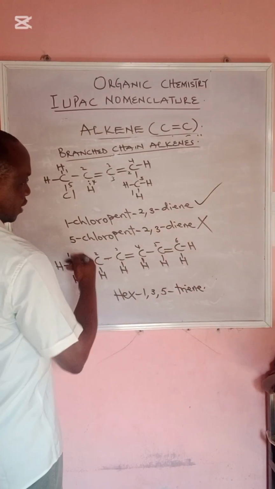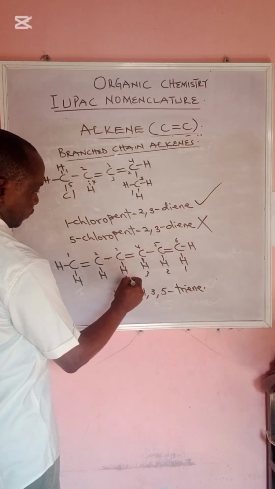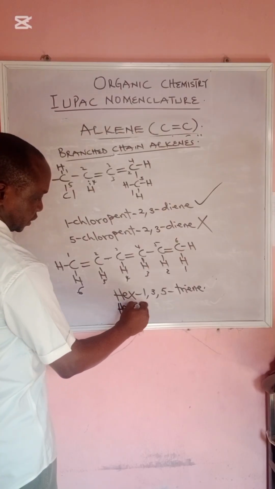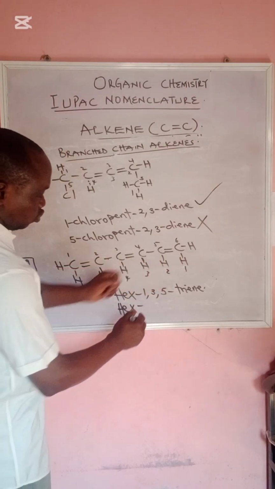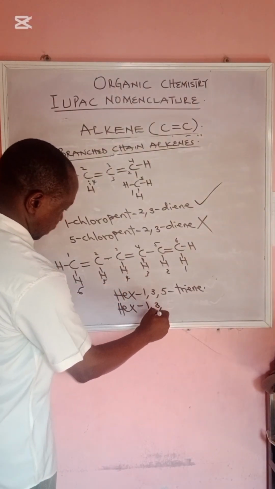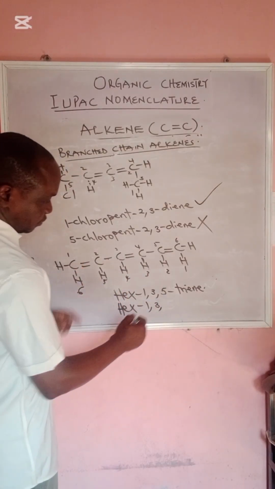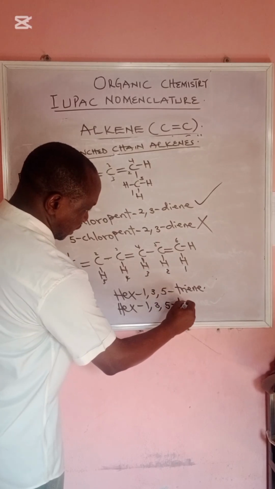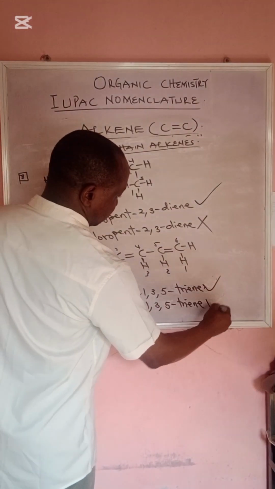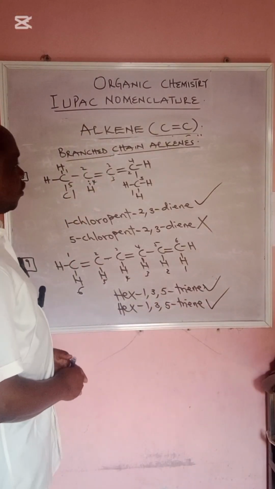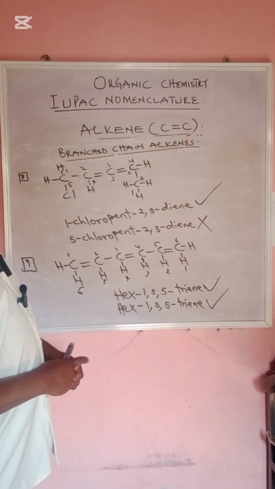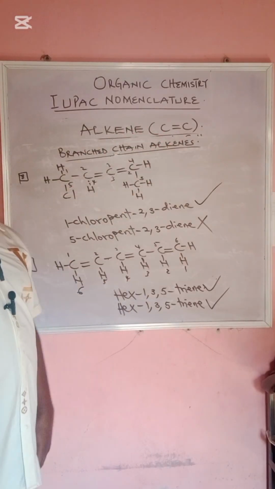If you count from the right to left, 1, 2, 3, 4, 5, 6. So the parent chain is hexene. Then between 1 and 2, you take 1. In between 3 and 4, you take 3. In between 5 and 6, you take 5. It's also tri here. Either from left to right or right to left, you are going to get the same answer. The two are correct. This will mark the end of IUPAC nomenclature of alkene group.